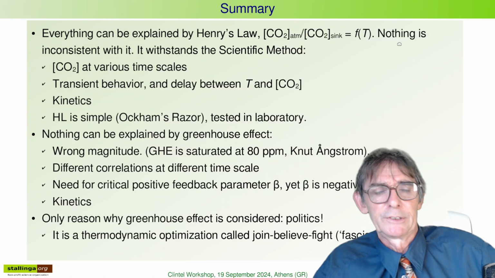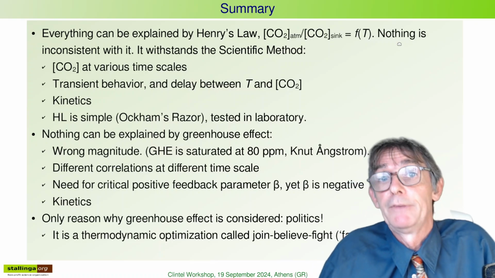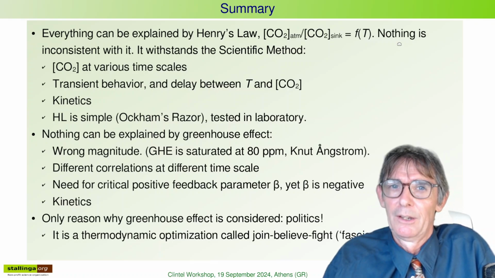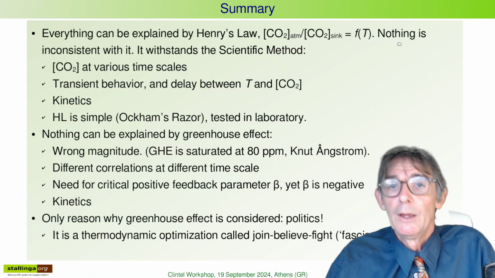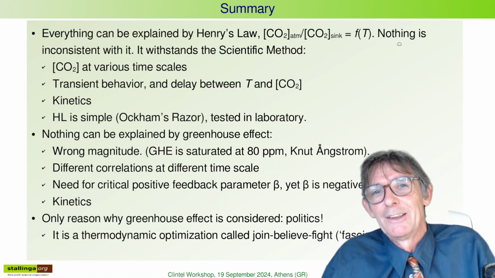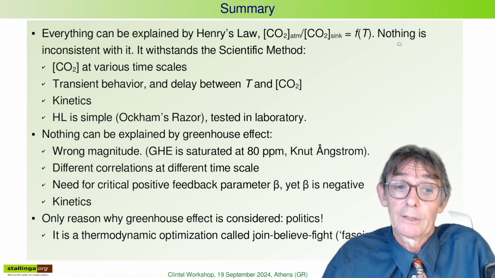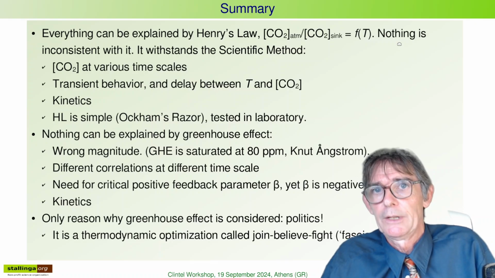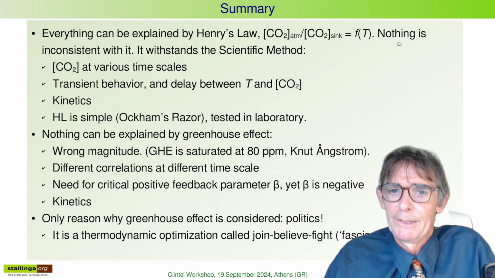So as long as Henry's law stands, the greenhouse effect, even if they claim they have a consensus, which doesn't matter, is not the unique model that can explain things. Actually, it cannot explain things. There are so many things that are wrong. But with Henry's law, nothing is inconsistent. Everything is consistent with Henry's law, meaning that carbon dioxide is the result of the temperature and not its cause. We can see that for carbon dioxide at various timescales, everything is okay. The transient behavior and delay between temperature and carbon dioxide, everything makes sense. The contemporary data, the 800,000 years of data of Al Gore, everything seems to make sense.